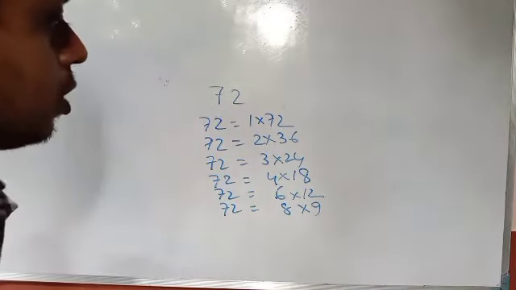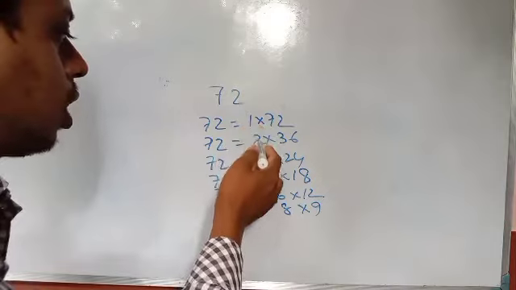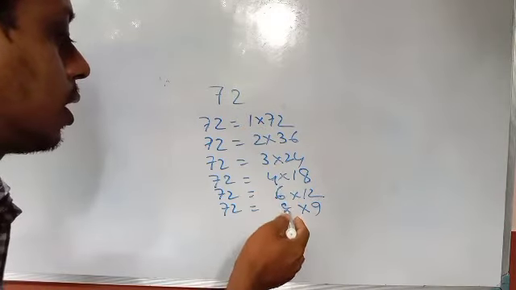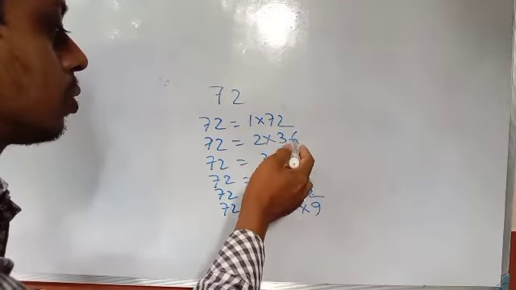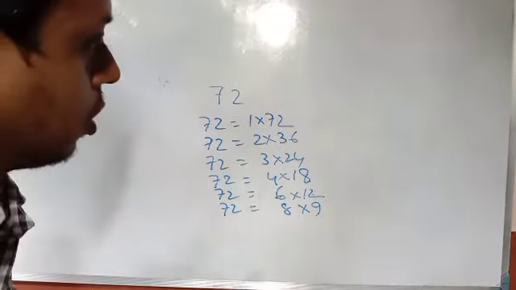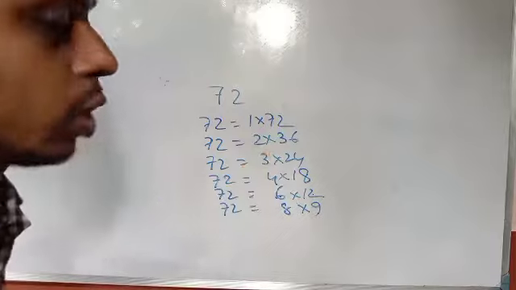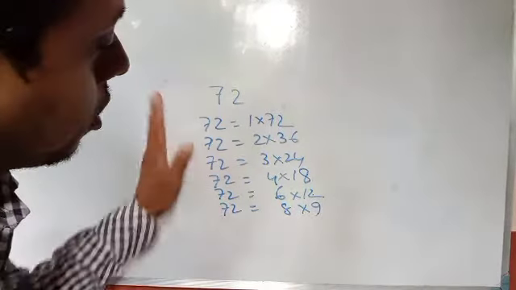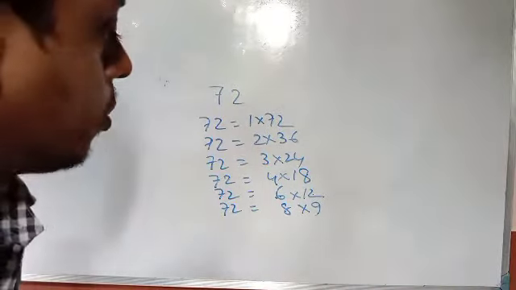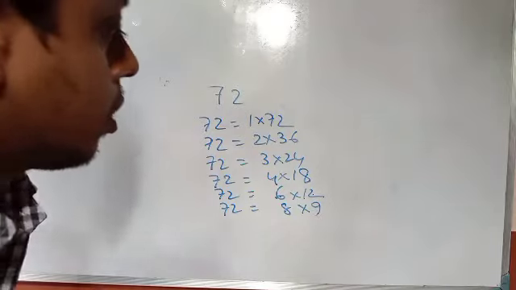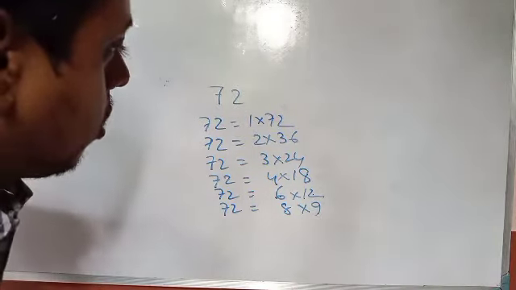So what are the factors of 72? 1, 2, 3, 4, 6, 8, 9, 12, 18, 24, 36 and 72. How many? 1, 2, 3, 4, 5, 6, 7, 8, 9, 10, 11, 12. 12 factors are there. So in this way all the factors of a given number you can easily find out.